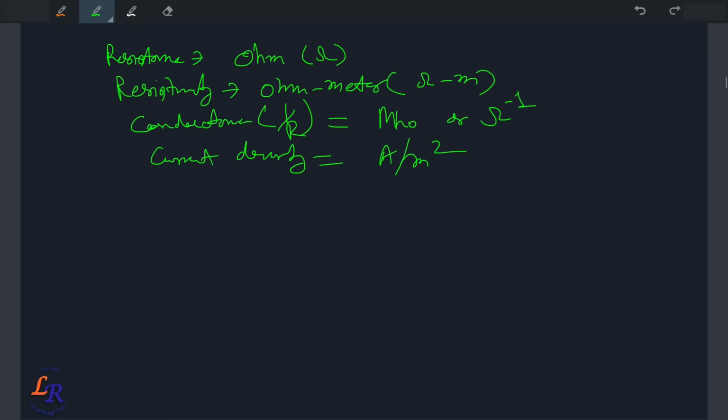We had also seen carbon resistors, right? A carbon resistor is very compact and very useful in many electronic devices, as you can see.